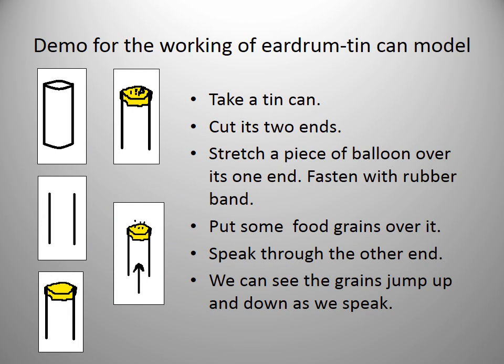This is a simple demonstration of the working of the eardrum, the tin can model. For that, take a small tin can. Cut its two ends. Then stretch a piece of balloon over one end. Fasten the balloon using a rubber band. Then put some food grains over it. Then speak through the other end. While we speak, the air gets into the can and vibrates, and this makes the membrane, or balloon, vibrate. As the balloon vibrates, we can see the grains over the membrane jump up and down as we speak.